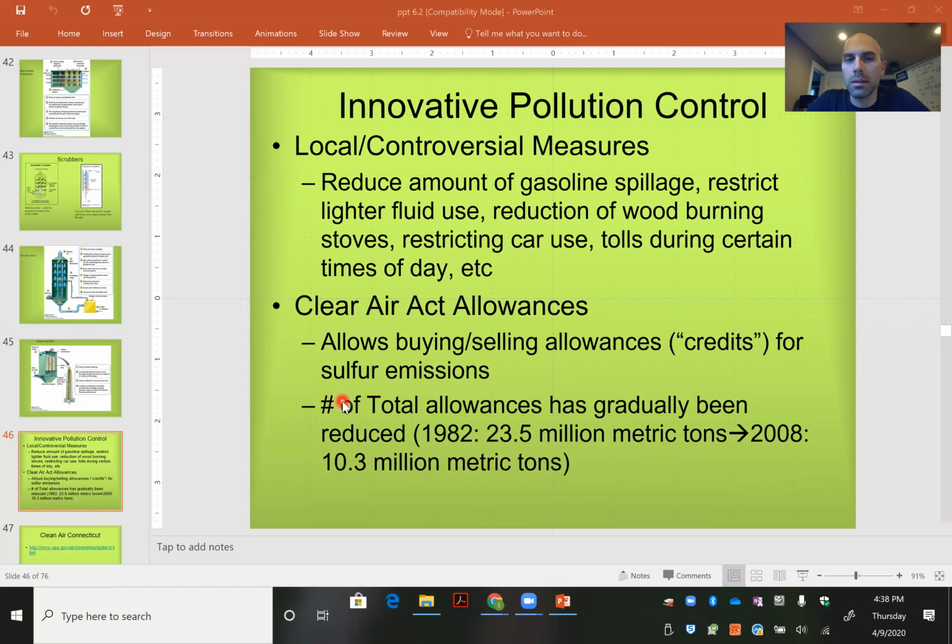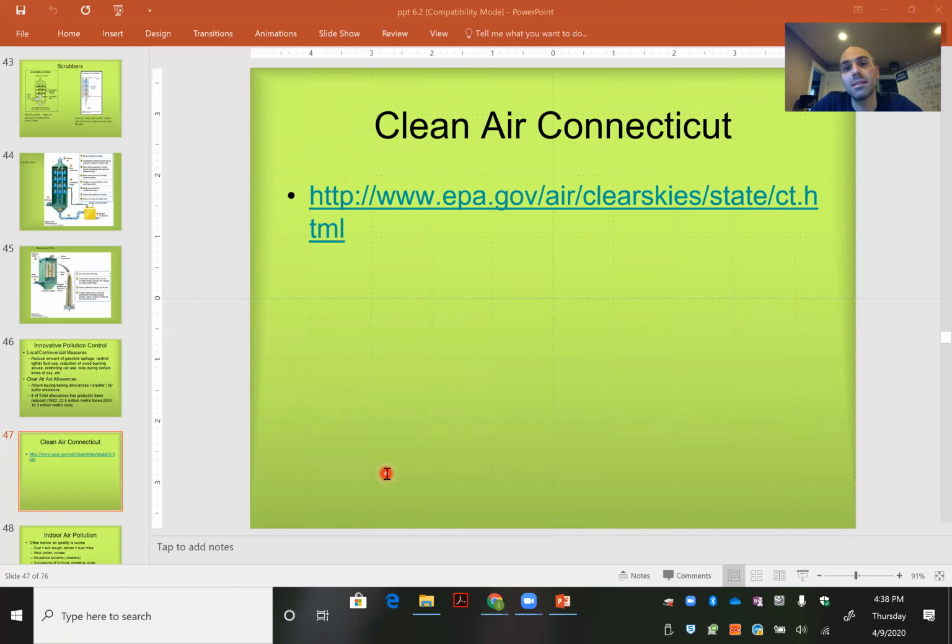A question to ponder. And the number of total allowances has greatly been reduced. In 1982, we had 23.5 million metric tons. In 2008, we decreased to 10.3 million metric tons. So we cut that in half. It's a wonderful thing. And how do we do that? Well, here's our Clean Air Act.